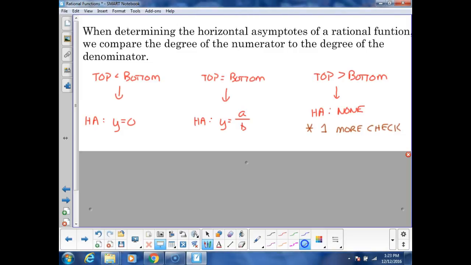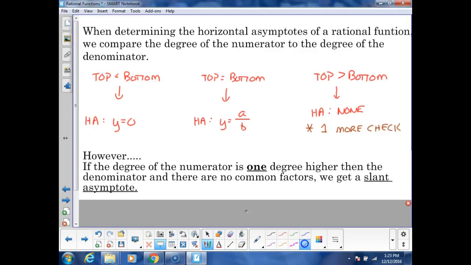And it's this last one, when the top is bigger, where we've got to do one more check. And that one more check is if the degree of the numerator is 1 bigger than the degree of the denominator, and we've already gotten rid of our common factors, we get what's called a slant asymptote.